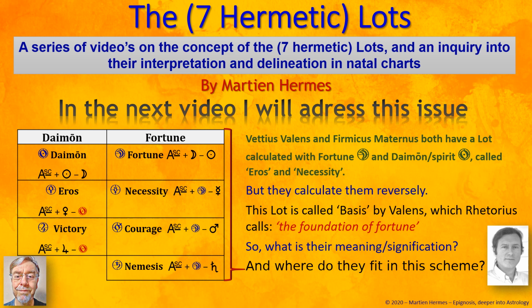So what is the meaning of these two lots? What is eros and necessity understood in this way? Because we also have a lot of eros, which is the Ascendant plus Venus minus the daimon, but this is another one. So that's important. We have a double signification. They are both called eros, and there are two lots that are called necessity. So what's going on here? And the other question is, where do they fit in this scheme that I've shown here on the slide?